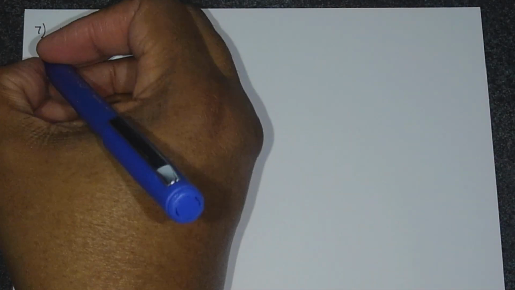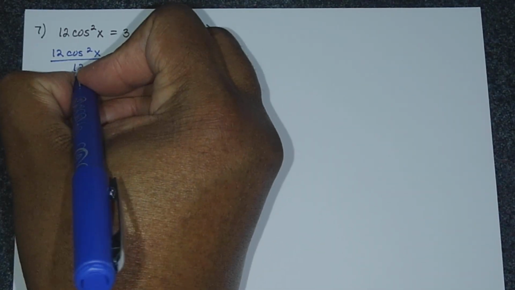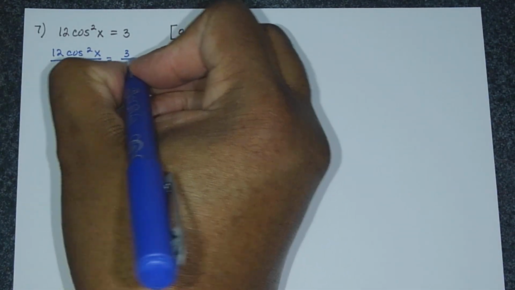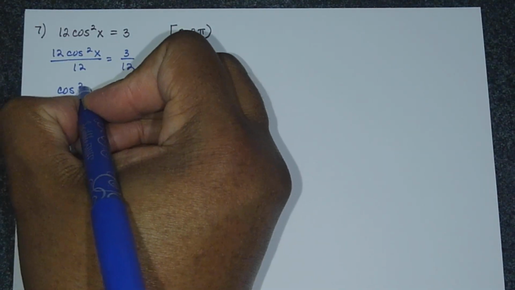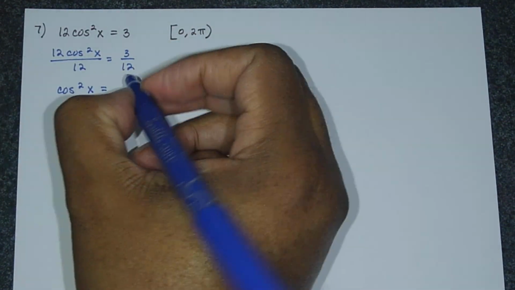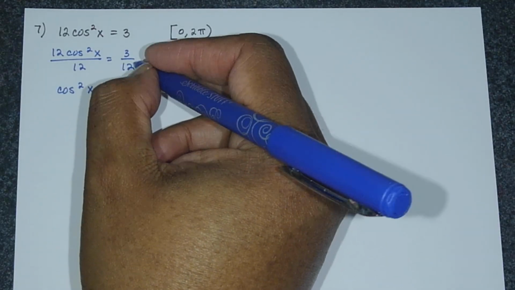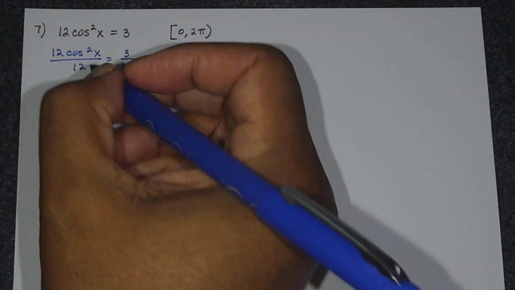All right, so in this case here, we need to get cosine of x by itself. We're multiplying it by 12, so that means I need to divide both sides by 12. So that means cosine squared of x will be, what's 3 over 12 in simplest form? 1/4.